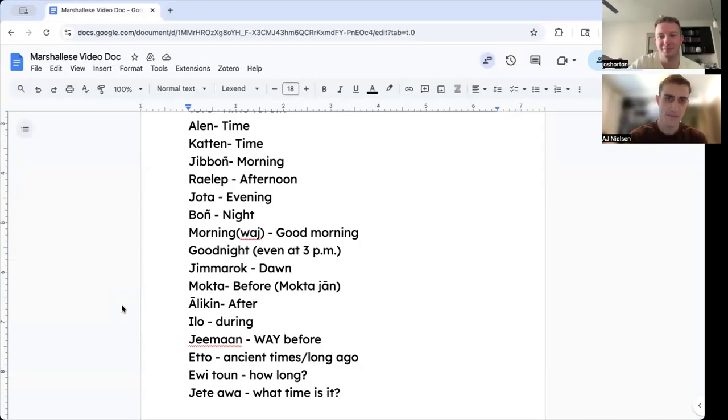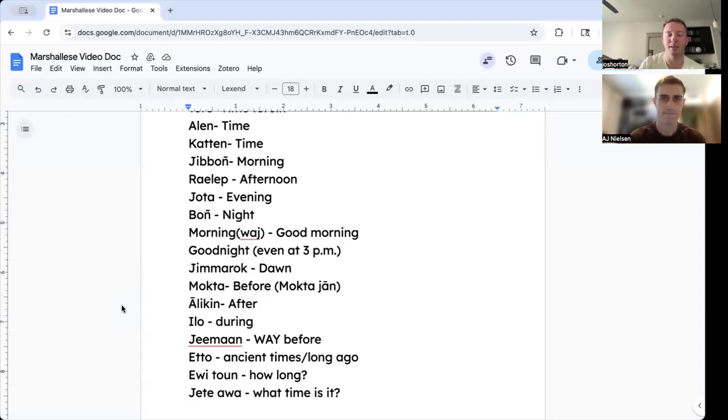And then Jimerok, not as common as far as a greeting. You're not going to hear that. Yeah, but it just means dawn, so really early before the sun is really up. So yeah, awesome. And talking about before, it would be mokata. Mokata is before. And then often we'll pair it with gen, so like before from something. So mokata gen. For example, if I were to say, oh, before I go to America, it would be mokata gen ao talangan America.